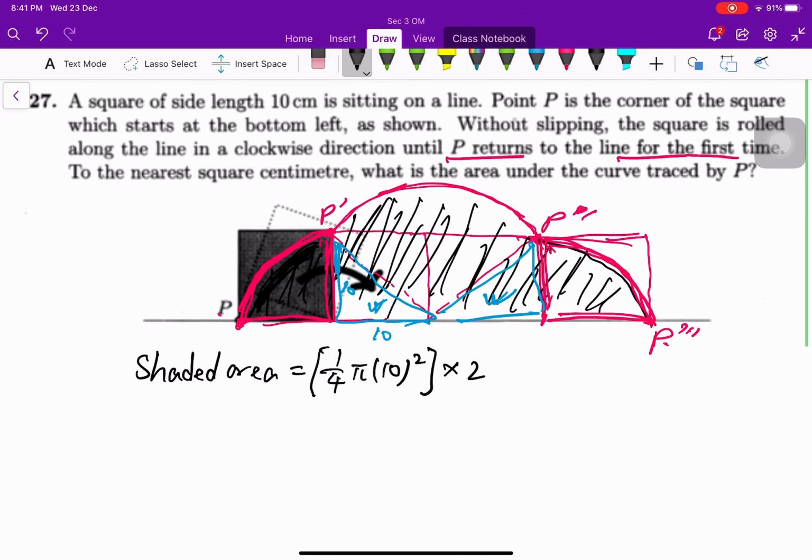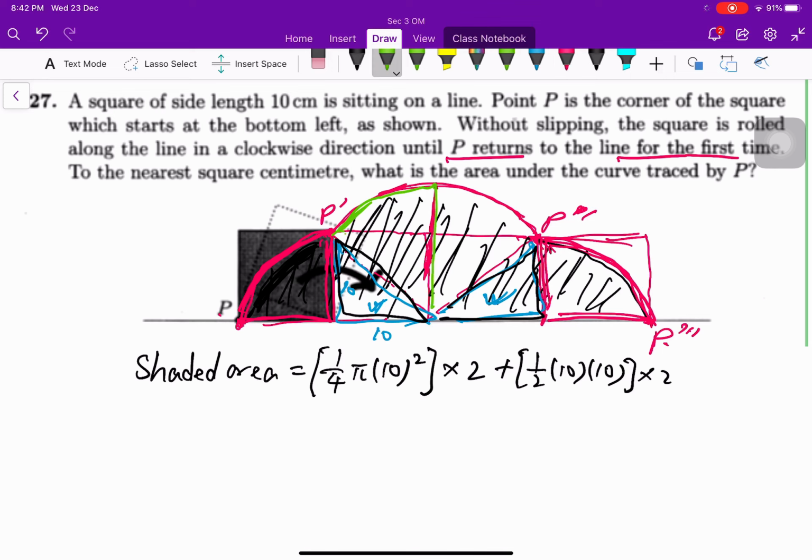If I just calculate them, I will say half times 10 times 10, and then after that, I multiply by 2. That means I'm basically calculating this triangle and this triangle, right? Then after that, can you see this part here? Let me trace this part here.